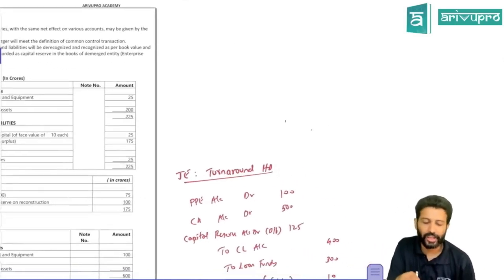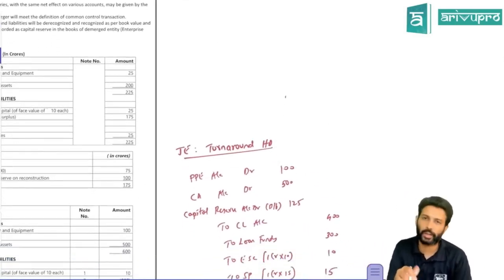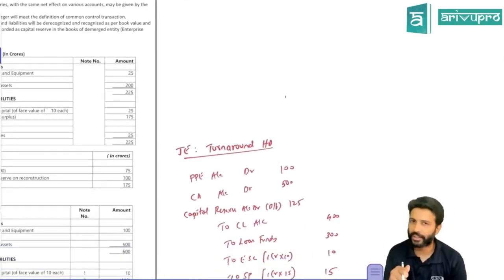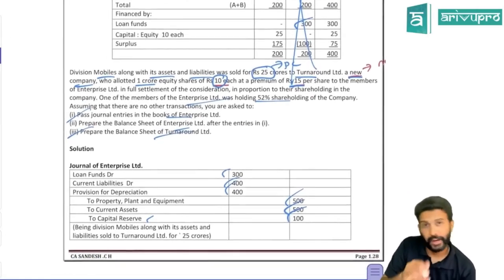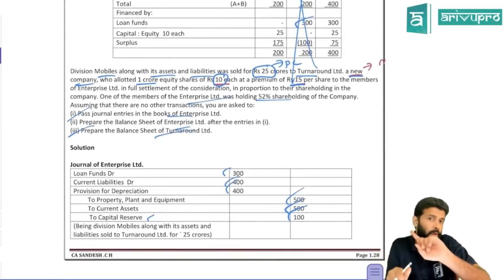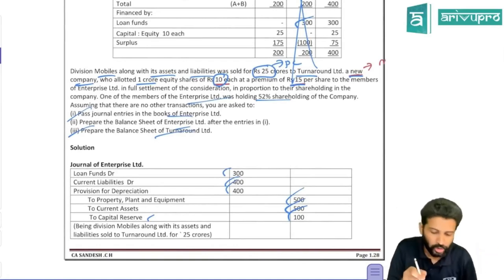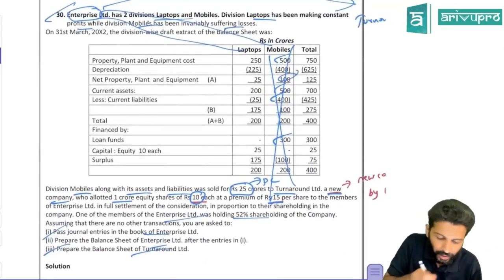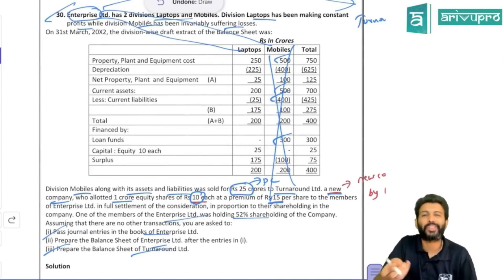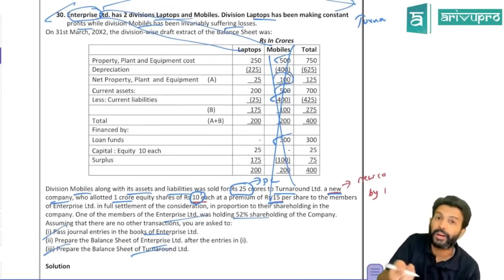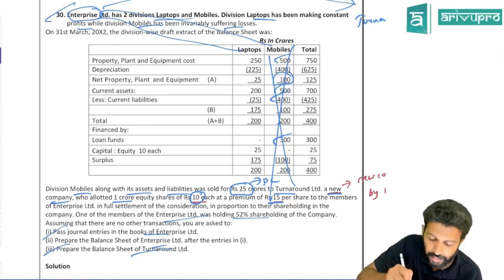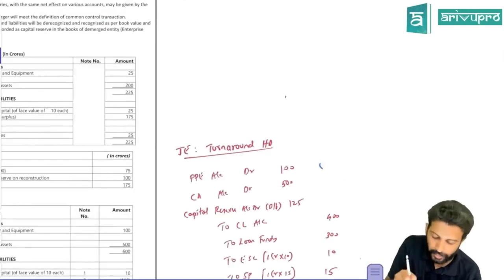So let's also pass the journal entry for Turnaround. What will be the journal entry for Turnaround? They acquired the mobile division's assets and liabilities, so they have to record all the assets. And again, since it's a common control transaction, we will not use fair value, but only book value. What is the book value of PPE? 100. We will not write depreciation. It's a new company, so they have not yet started depreciation. So you will take over the PPE at net block, the WDV, which is 100. So PPE will be recorded at 100.